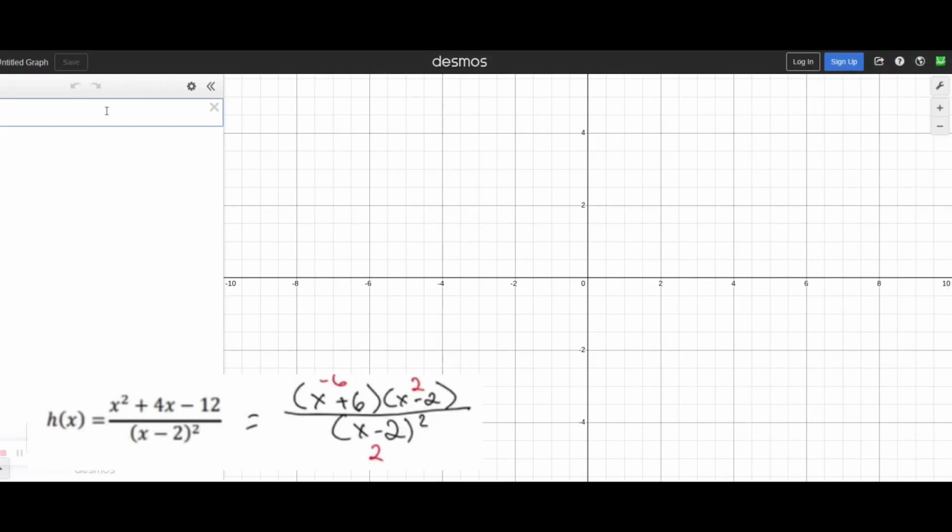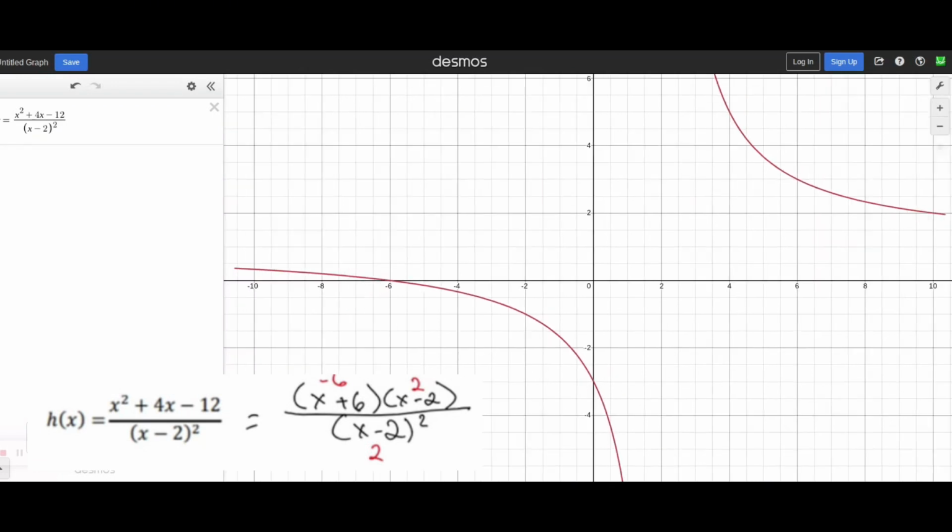Okay, so let's graph it. Y equals, let's have our division symbol to make ourselves a fraction. X squared plus 4x minus 12 over x minus 2. What did I do? X minus 2 squared. All right.